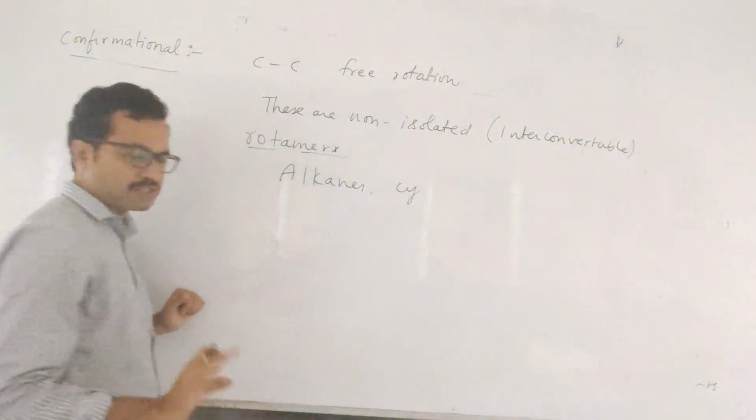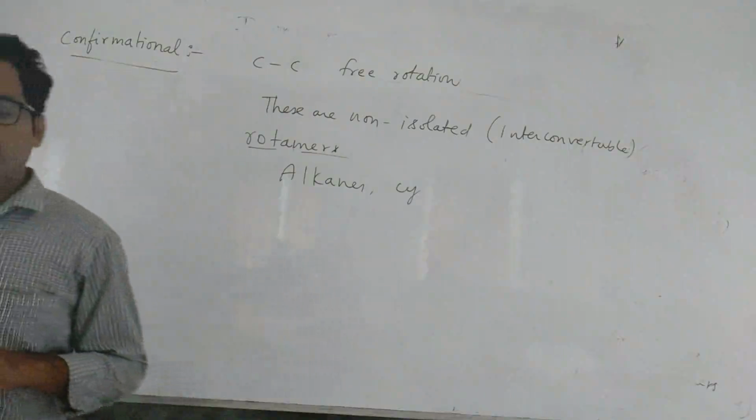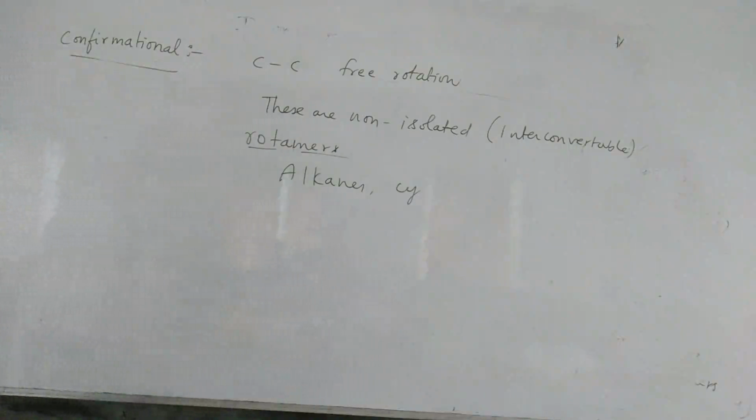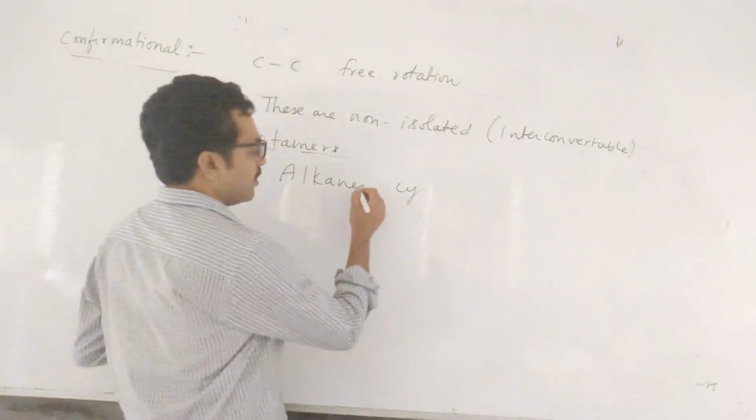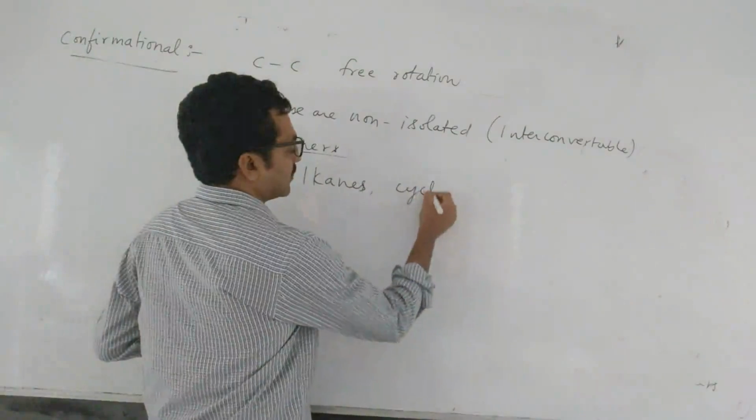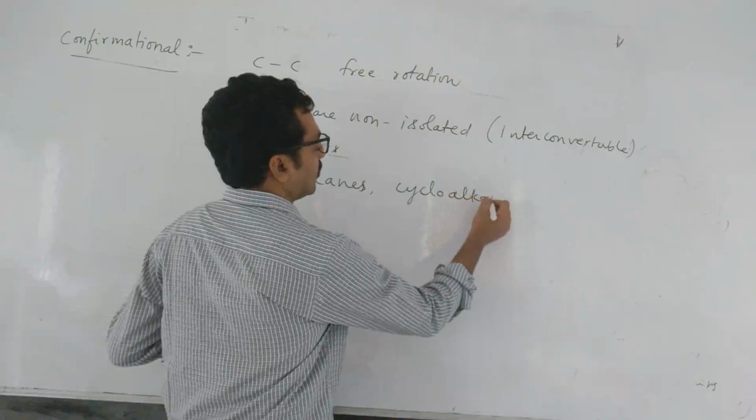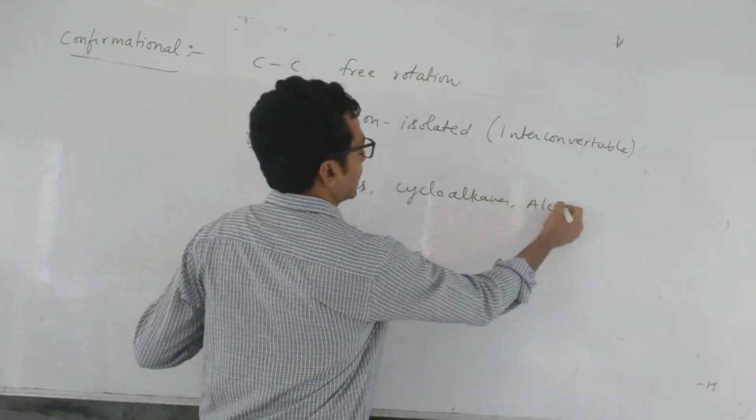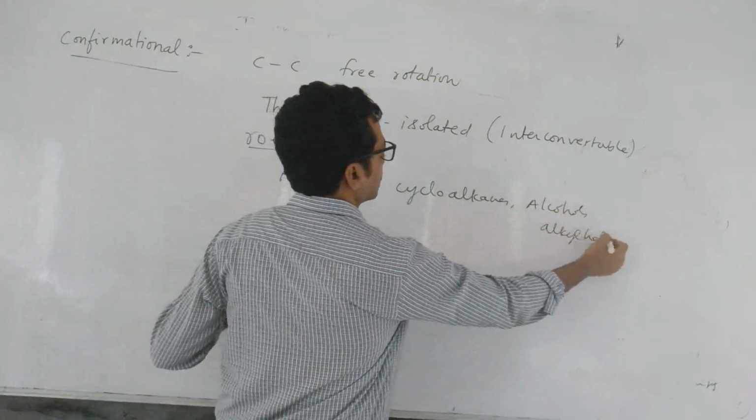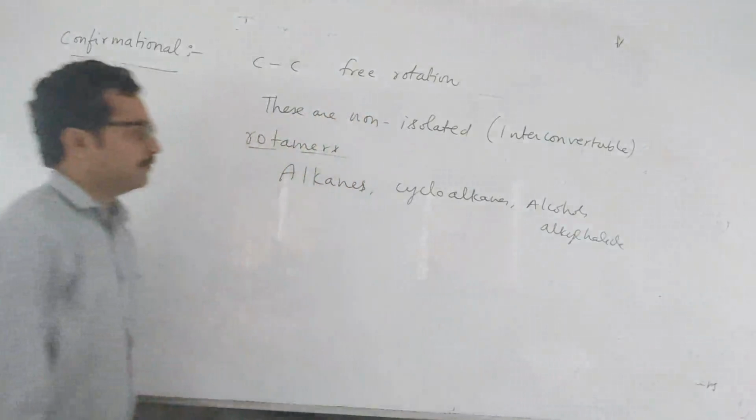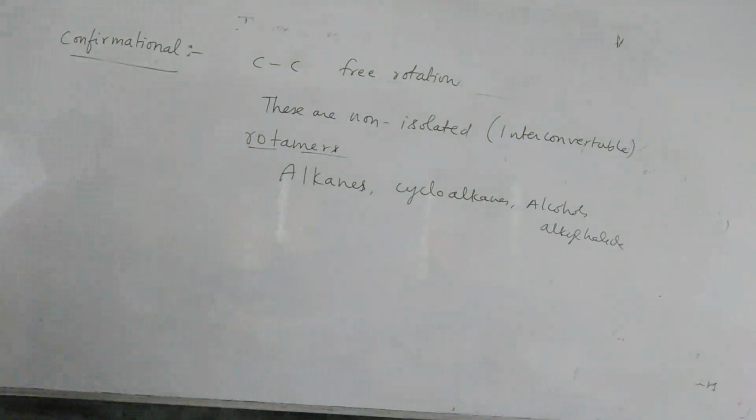So this is also a simple question they can ask: which of the following compounds undergoes conformational isomers? Alkanes, alkenes, alcohols. Generally alkanes will exhibit, even alcohols also. Alkanes, cycloalkanes, alcohols, alkyl halides, saturated ones. But mainly saturated compounds.